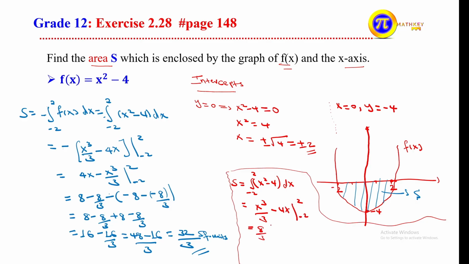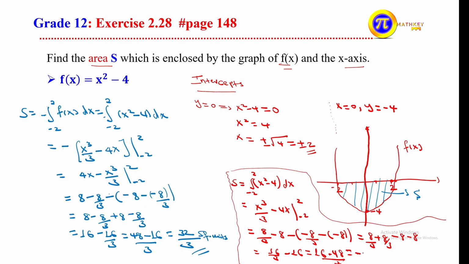When we substitute 2, this is 8 over 3 minus 8, minus of negative 2, which is negative 8 over 3 minus 8. This equals 8 over 3 plus 8 over 3 minus 8 minus 8, which is 16 over 3 minus 16. Take the LCM, that is 3, so this equals 16 minus 48 divided by 3.